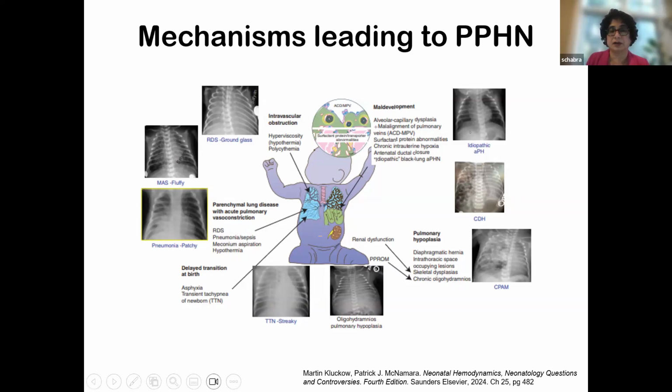The other disorders are pulmonary hypoplasia, which again can be due to diaphragmatic hernia or CPAM, that is congenital pulmonary airway malformation, or skeletal dysplasia. And then intravascular obstruction due to hyperviscosity or polycythemia, hypothermia.